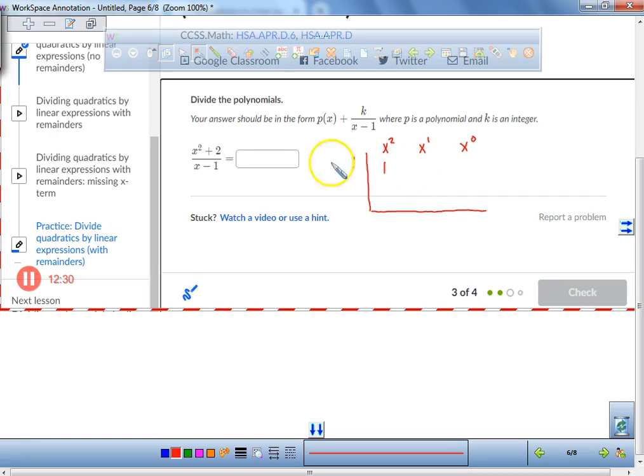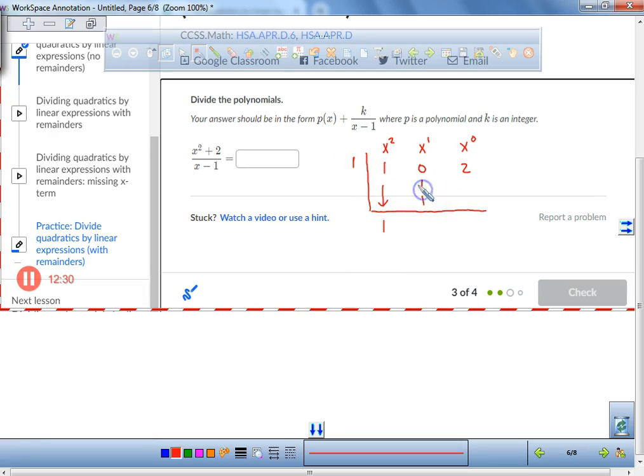Do you guys see any x's up here? Nope, so I'm going to put 0. And how many constants do we have at the end? We have 2. So that's what I want you to write down. The very first thing we do is drop this 1 down, correct? Drop down the 1. What do we do with these? We multiply them together. 1 times 1 is 1.